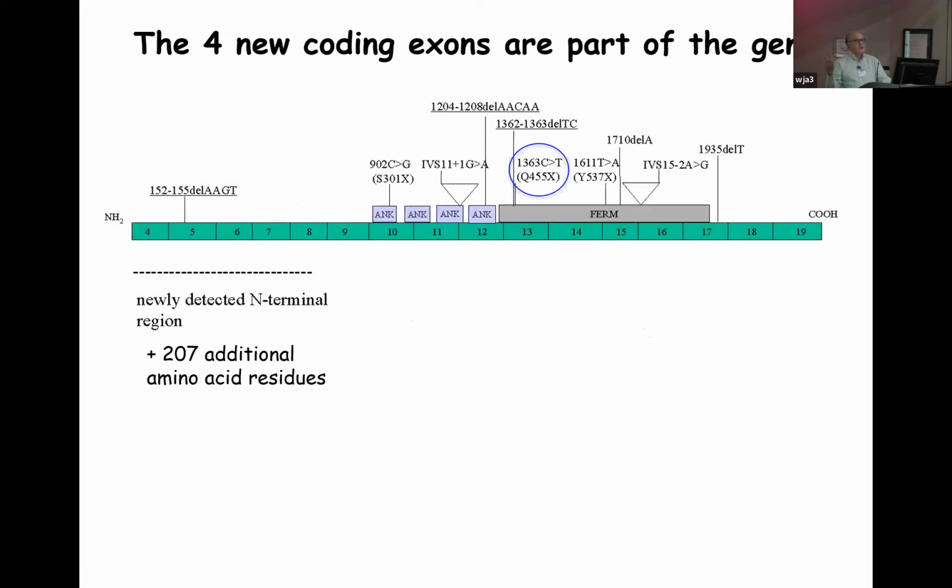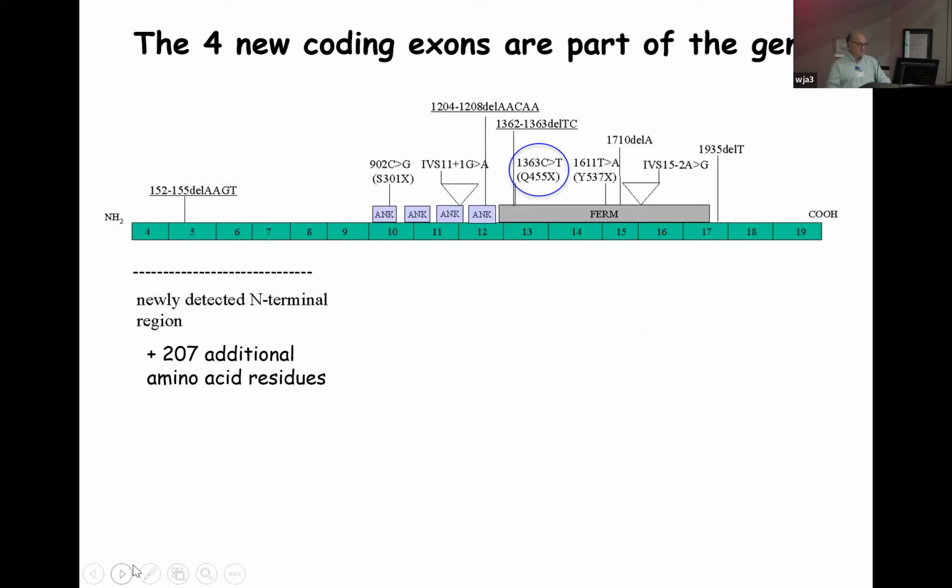So I told Sahu what would seal the deal is if we could find a mutation in those new exons. And one of our families that we didn't find it in, there it is right there. So we had quite a few non-Hispanic families. And there was a frameshift 4 base pair deletion. So anyways, there it is, it's 207 extra amino acids.